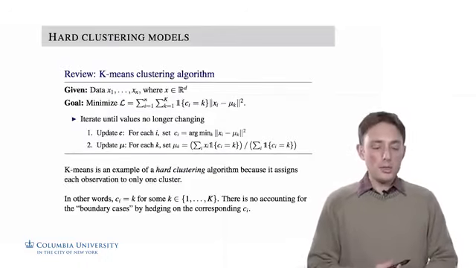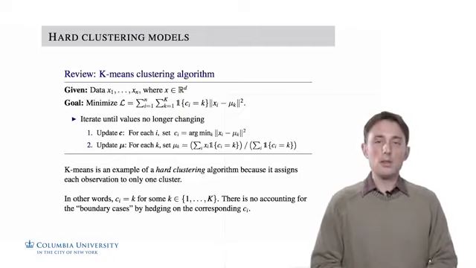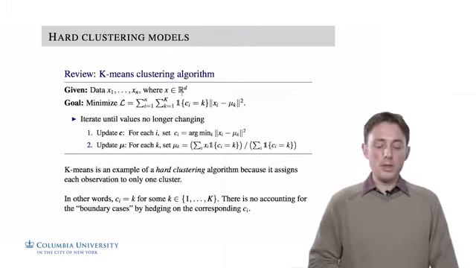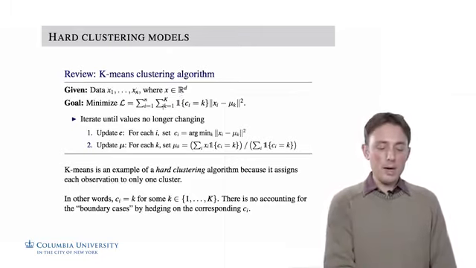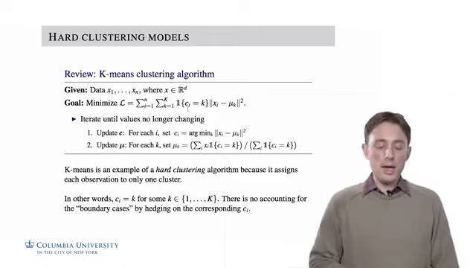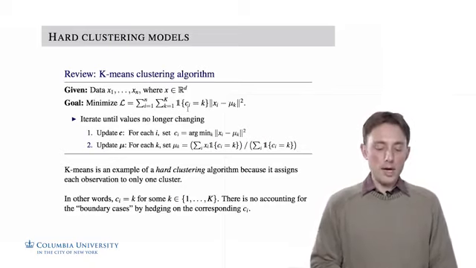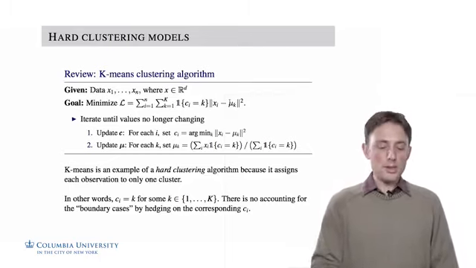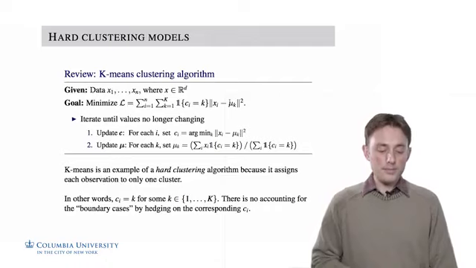So the hard clustering model that we discussed, k-means, goes like this. We're given data x1 through xn, where each point is in R^d, and we want to minimize an objective that looks like this, where we sum over each data point the squared distance to the cluster centroid that it was assigned to, as encoded by the parameter ci. So xi is assigned to one of capital K clusters, and ci indexes what cluster that is. So we sum up the total of the squared distances, and that's our objective that we're trying to minimize.